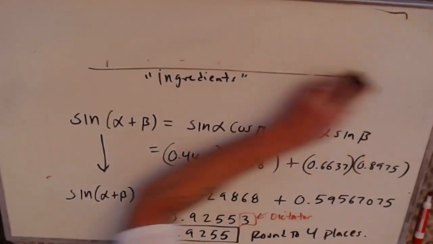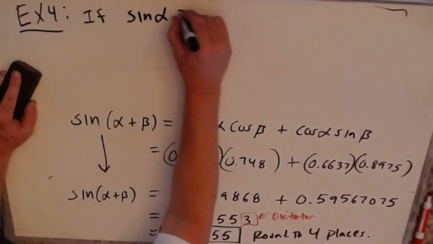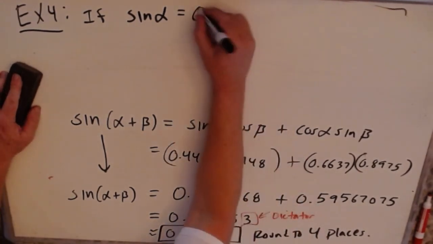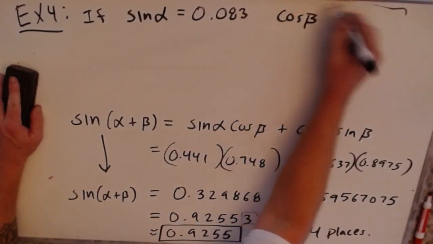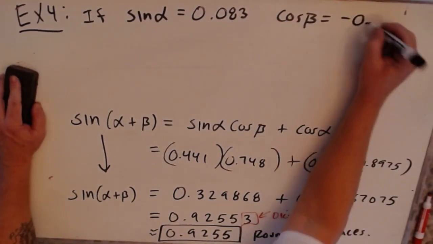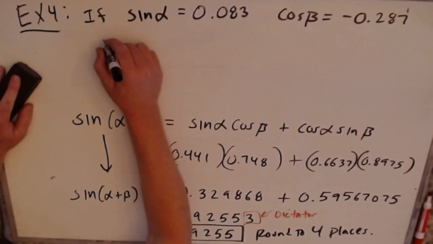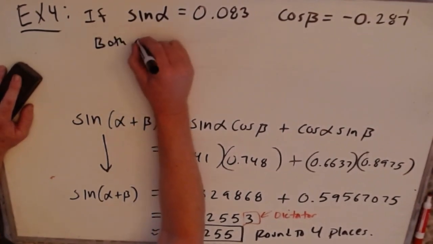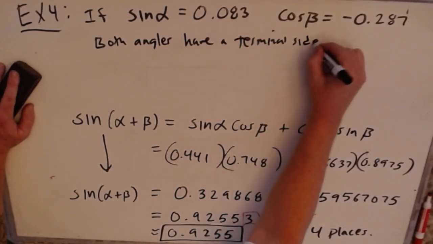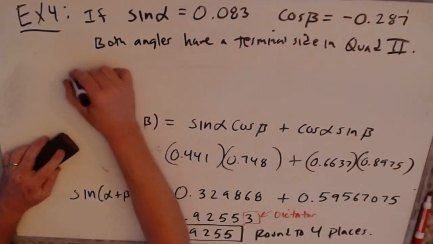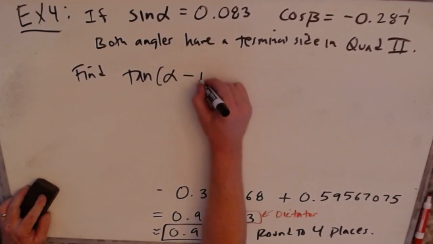Example 4. Same idea. Suppose sine alpha is 0.083 and cosine beta is negative 0.287. Both angles have a terminal side in quadrant 2. Find tangent of alpha minus beta.